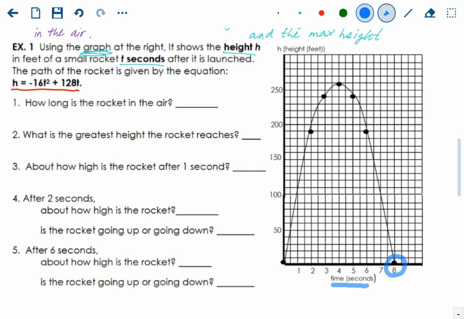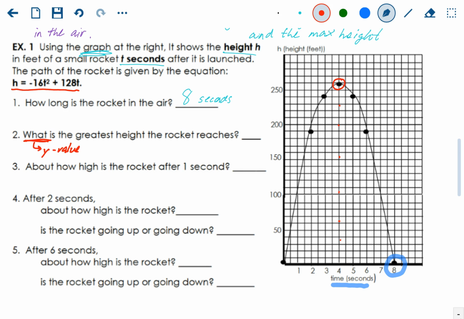So we're looking at when does it start and when does it land. Now, a parabola kind of models the trajectory of a rocket. So it hits the ground again in 8 seconds, so it's in the air for 8 seconds. Number 2, what's the greatest height?